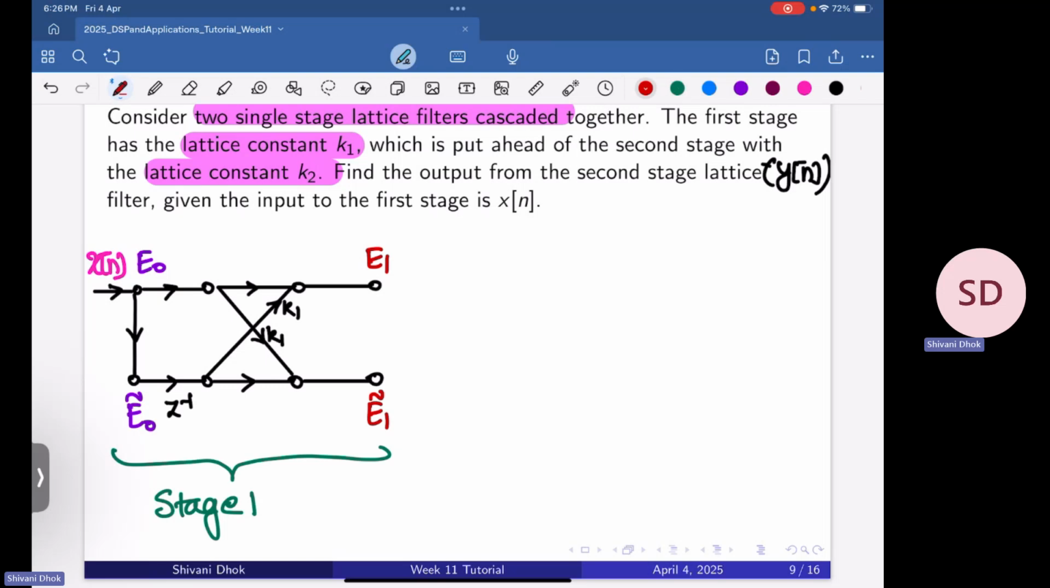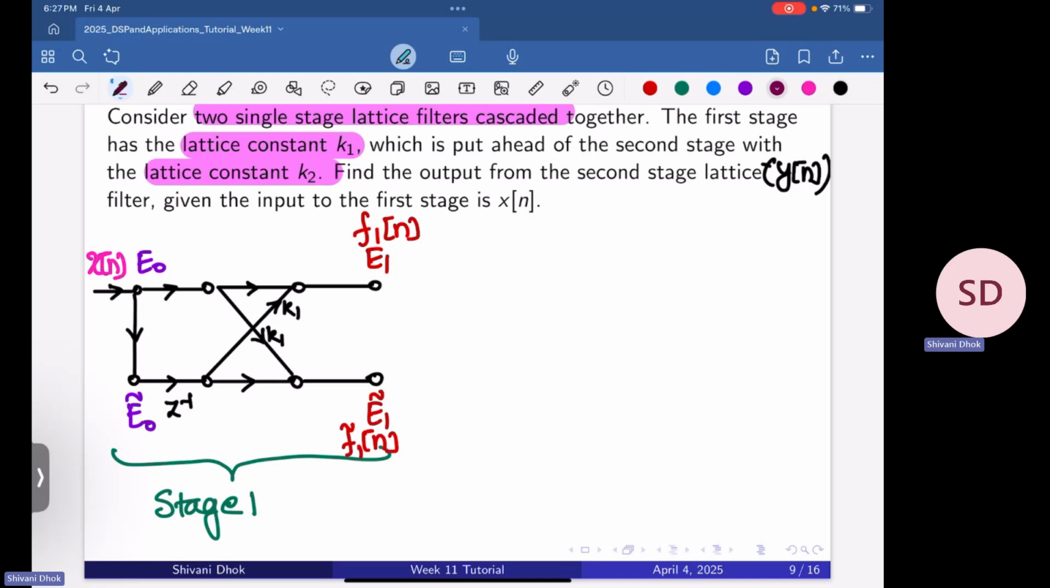And let me say, in terms of time domain, let's say this is f1 of n and this is f2 of n. Sorry, f1 tilde of n. Just for the sake of notations. In time domain, this E0, E0 tilde, E1, E1 tilde, these are Z domain representations. Now this is the time domain, this is the stage 1.